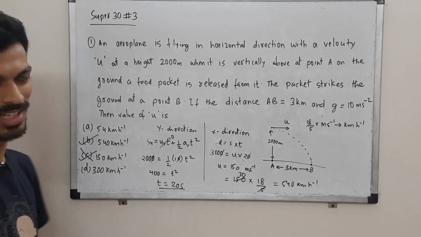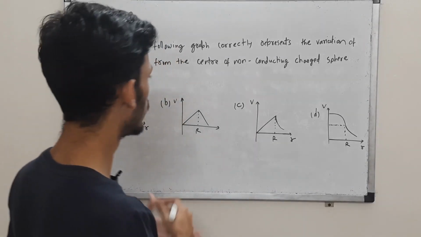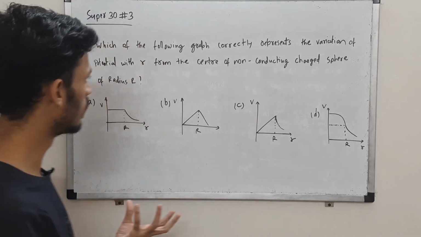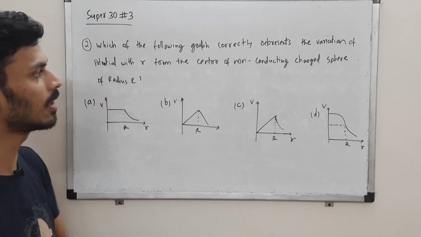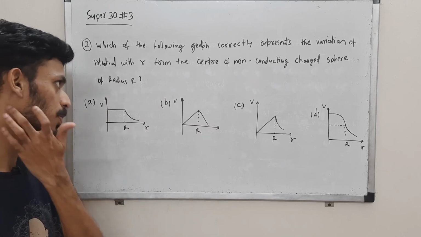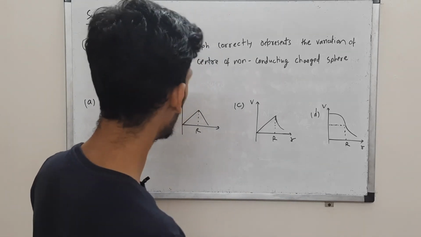Let's move to the next question. So here in question 2, we are supposed to tell which of the graphs correctly represents the variation of potential with the distance from the center for a non-conducting charged sphere, okay. Now let us proceed by the method of elimination. We'll get to our answer eventually.